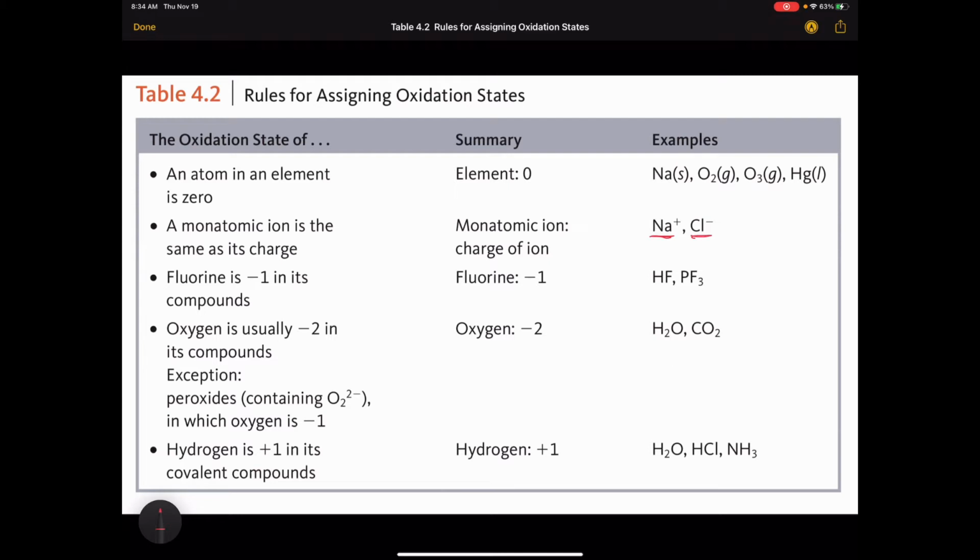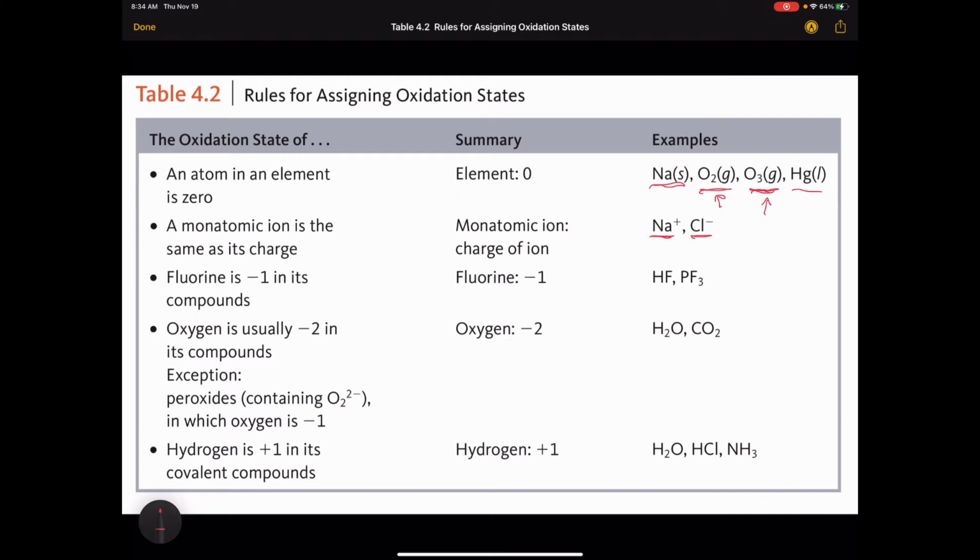Everything else, basically, if it's in its elemental form, like solid sodium up here, you can see solid sodium, oxygen gas there, or ozone gas there, or even liquid mercury. Those things in their elemental state, and beyond these examples, so it could be something like solid zinc or solid potassium, right? Those things have an oxidation state of 0.